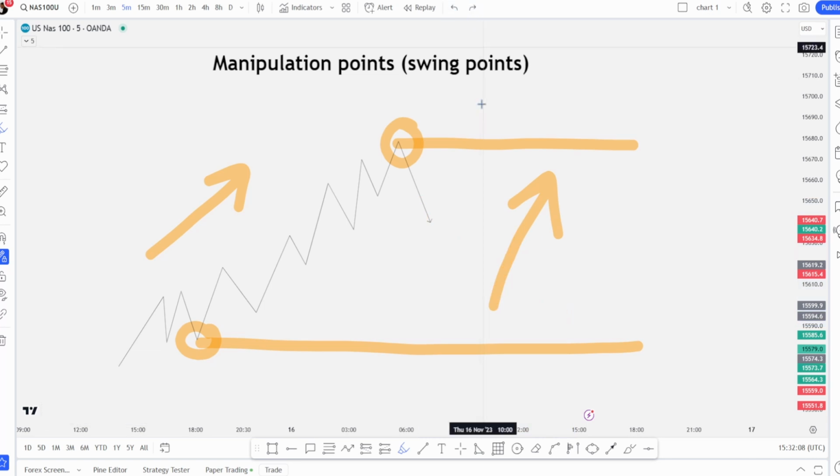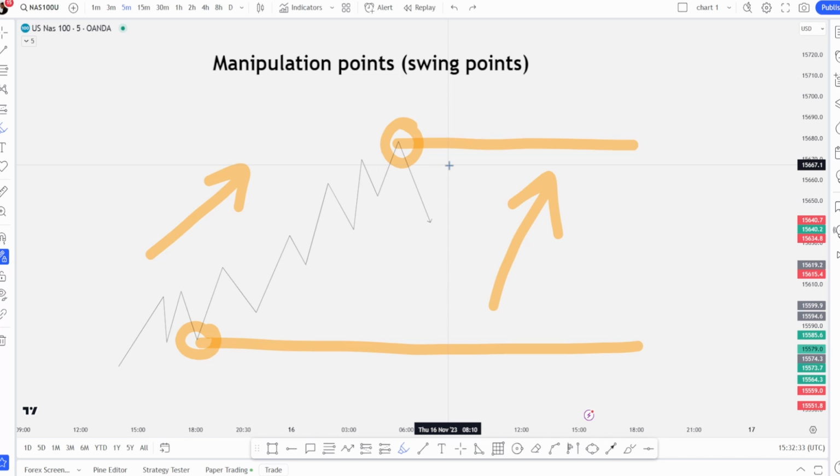It also gives us an invalidation point, so a clear structural high or low to place your TP and your stop loss. It also gives you an area to trade from with the highest probability. And it will give you a clear understanding of if your bias is going to change.